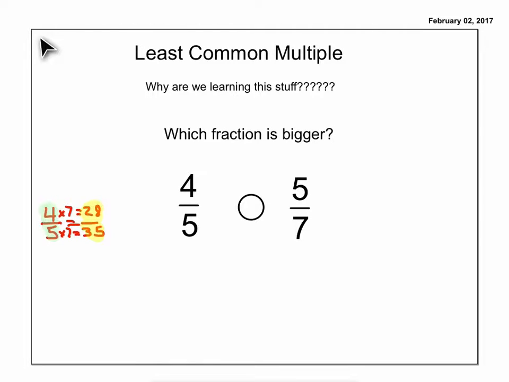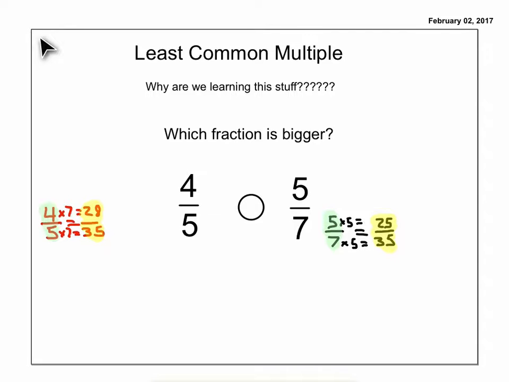Let's do the same thing for 5/7. So we need to find an equivalent fraction of 5/7, but it has to have a denominator of 35. So 7 times what number gives you 35? Well, that's 5. So 5 times 5 is 25. So therefore, 25 over 35 is equivalent or equal to 5/7.